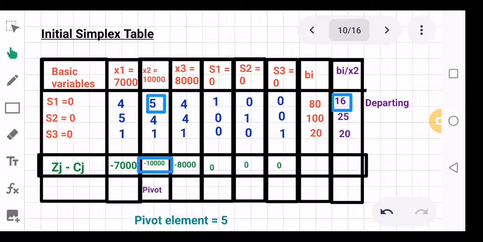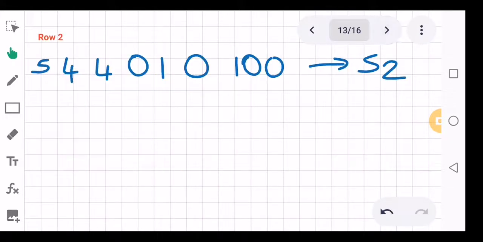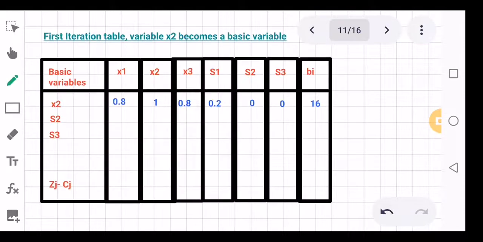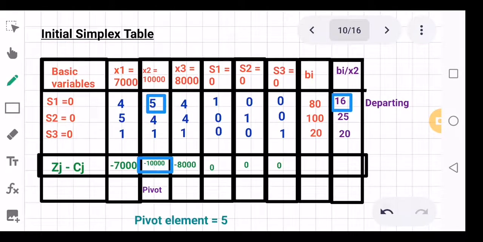That value we have to subtract with something. That something would be, wait, let me just note down the S1 values. See, if you are taking S2, you will even require S1 values. So the S1 values are 4, 5, 4, 1, 0, 0, 100.